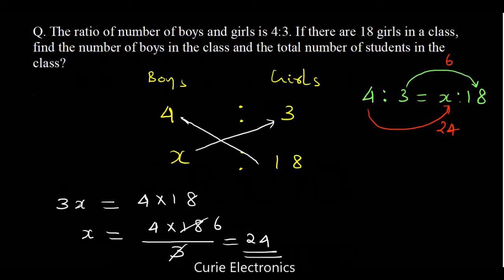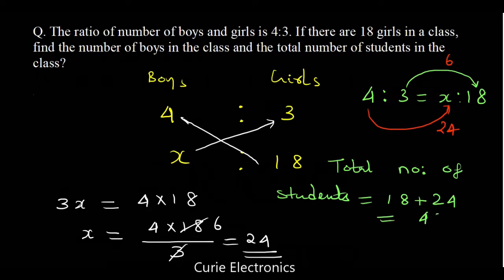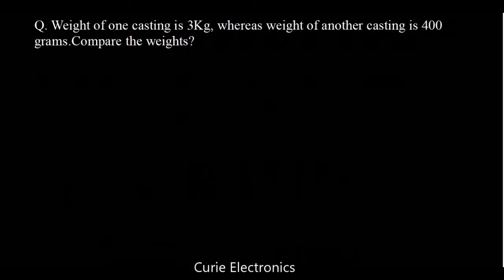Now one more question is pending. What is that? The total number of students. The total number of students is 18 plus 24, which is equal to 42. Next question.